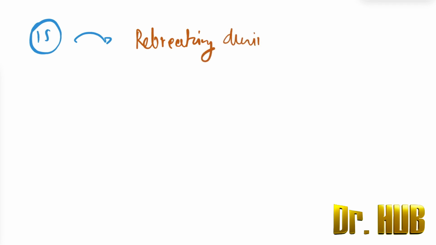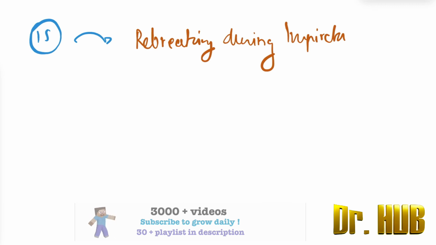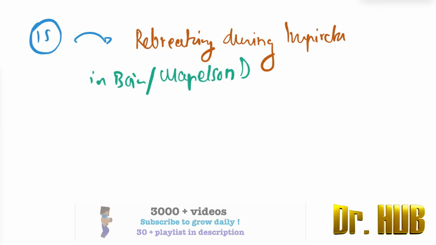Next we are looking at the last, so this will be the 15th capnography we are seeing. Here this will be the rebreathing during inspiration. This is in case of the Bain circuit, which is also in case of the Mapleson D circuit.